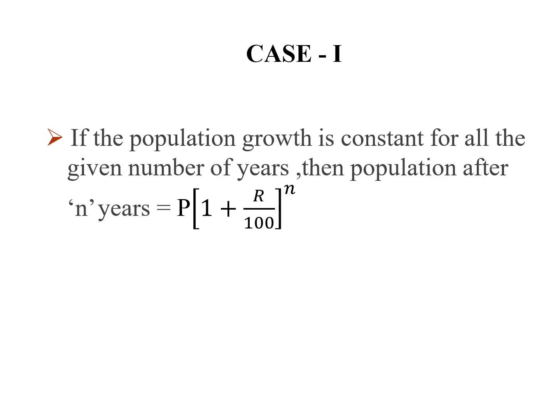Next, we will see how compound interest formula is used in population problems. This is case 1. Here the condition is if the population growth is constant for all the given number of years, that means every year the population increases at the same rate R percentage. So to find the population after n years, we use the same compound interest formula, which is equals to P into 1 plus R by 100 whole power n, where P is equals to present population, R is equals to rate of growth per year in percent, and n is equals to number of years.